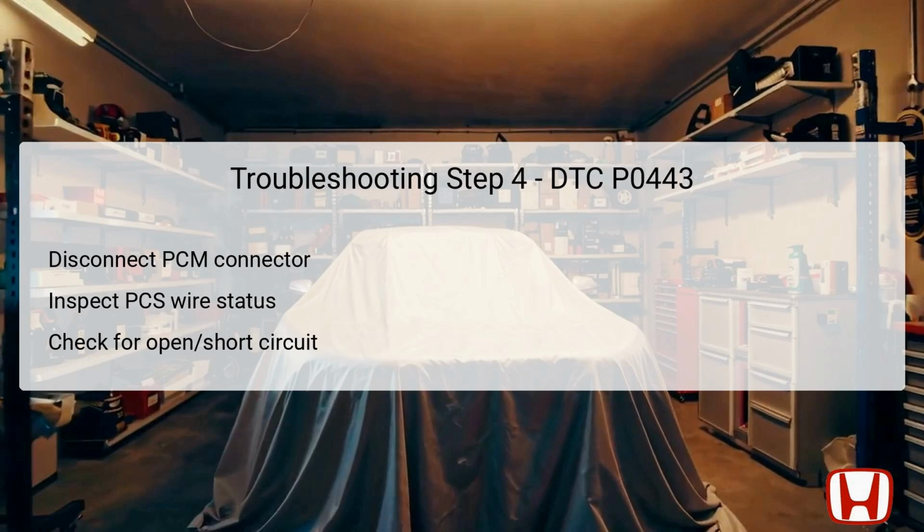Once the PCM connector B, which has 101 pins, is disconnected, you are tasked with inspecting the PCS for any open wires, which should ideally show less than 1 ohm resistance. If the resistance exceeds this threshold, it is indicative of an open circuit. If the wire shows a short to ground, you will need to follow the outlined methods of circuit inspection, highlighting the importance of thorough monitoring throughout the process.